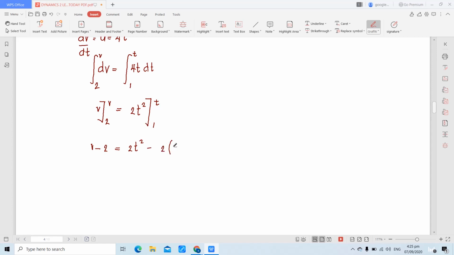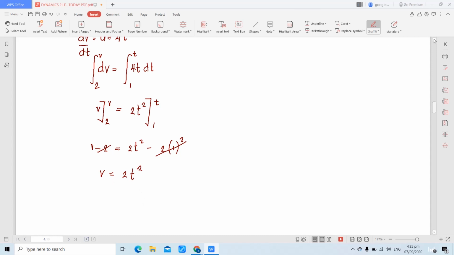So, 2 times 1 squared. Gets? So, velocity is equivalent to, transpose lang natin to, magiging plus. So, this is negative 2. And then plus 2, cancelled lang natin. So, velocity is equivalent to 2t squared. Meron tayong velocity as a function of time.